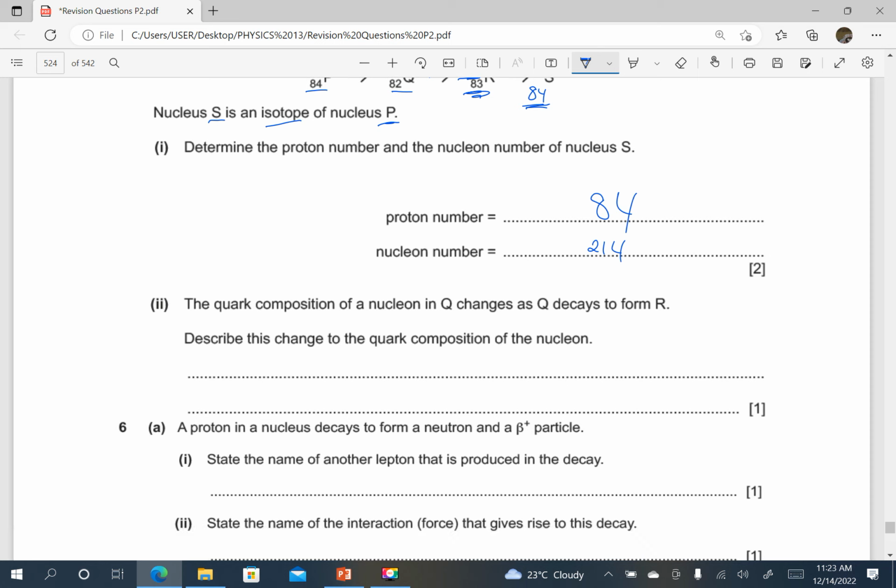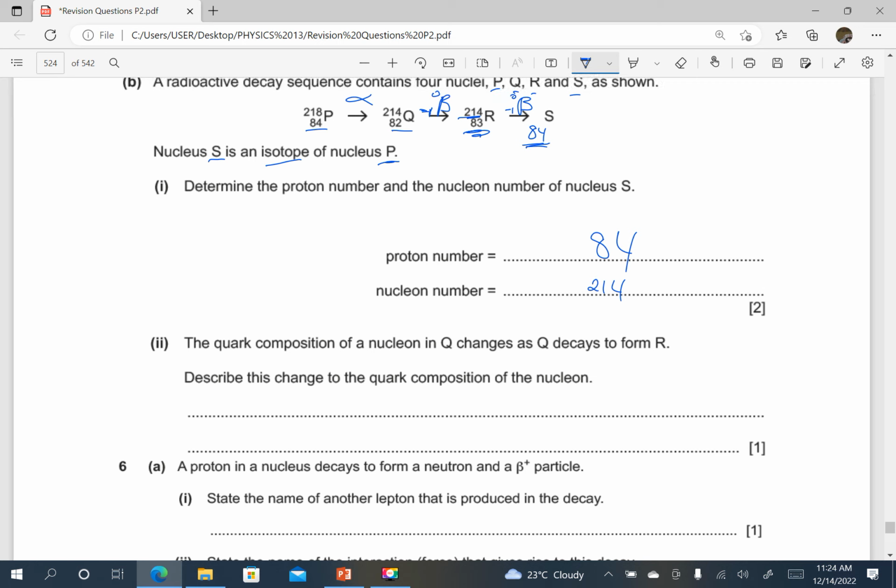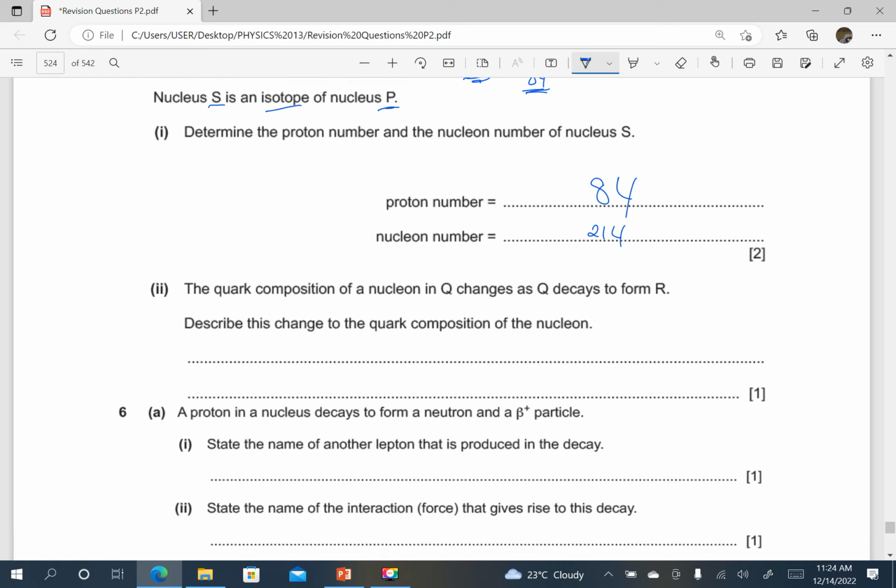The quark composition of a nucleon in Q changes as Q decays to form R. You see that it's decaying by emission of beta minus. Beta minus is emitted when a neutron changes into a proton. While we have gained one more proton, meaning we have lost a neutron. So the quark composition of a nucleon in Q changes as Q decays to form R.